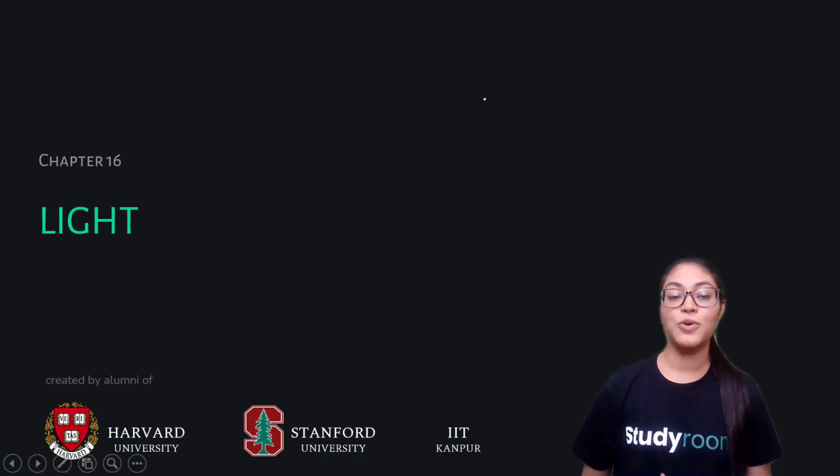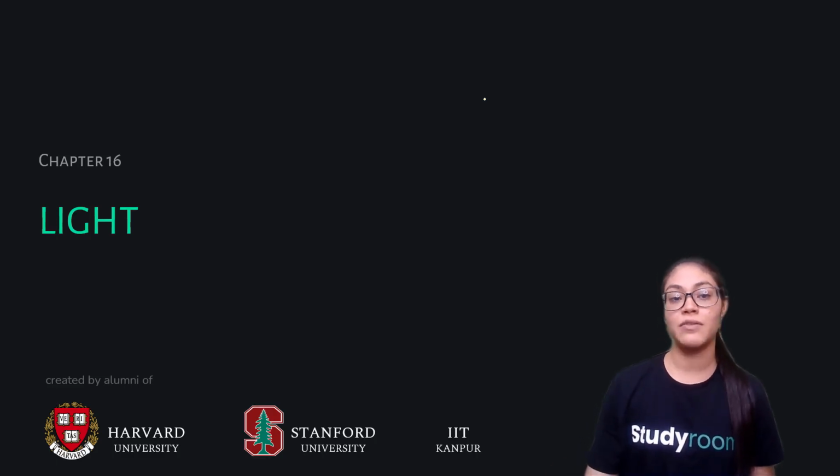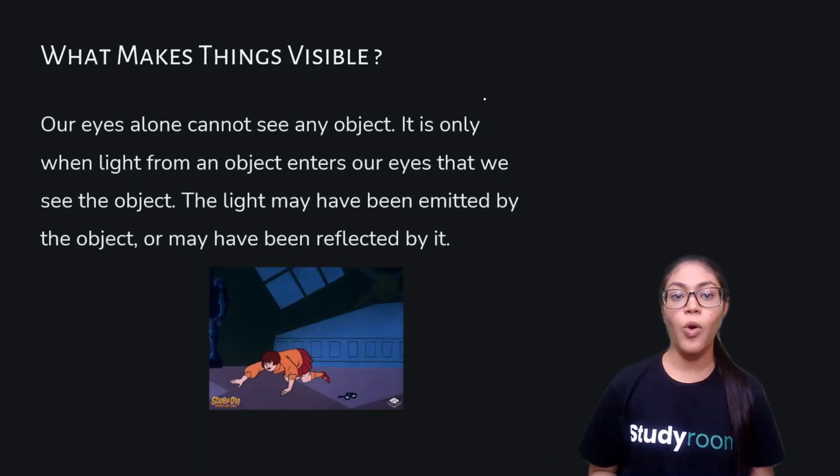So, today we are going to start with a new chapter of physics that is light. To give a brief introduction about light, light is something which enables us to see things around us, see things in the surroundings. So, let's begin with this interesting chapter. Now, what makes things visible? We clearly know the answer, that is light.